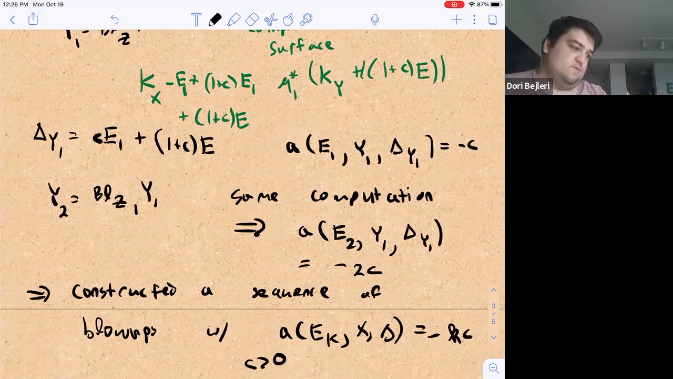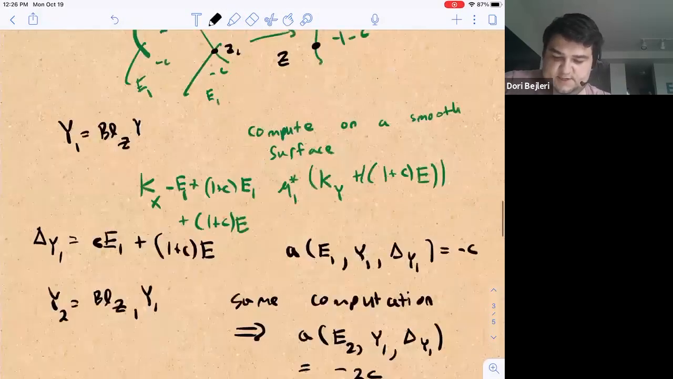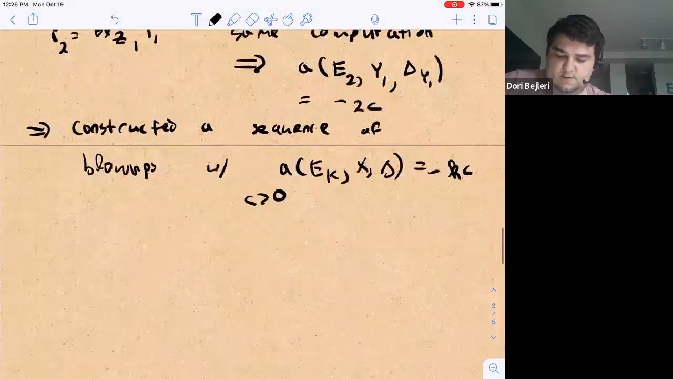Okay, so that tells us that if we want to have well-behaved discrepancies, we should only look at pairs whose total discrepancy is at least minus 1. Okay, and maybe the next observation is to compute the discrepancy on a normal crossings pair.